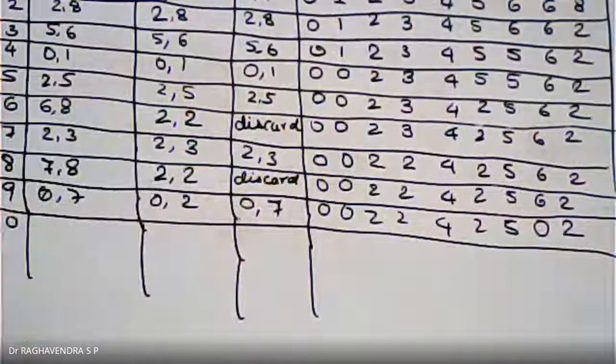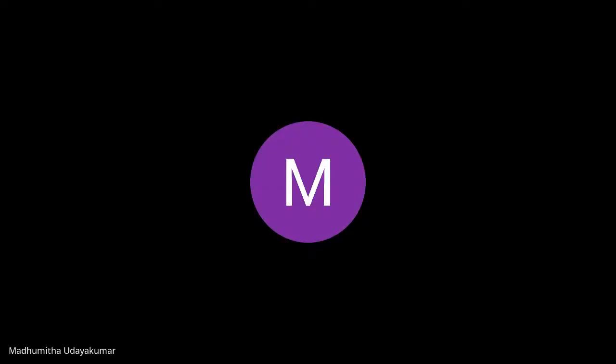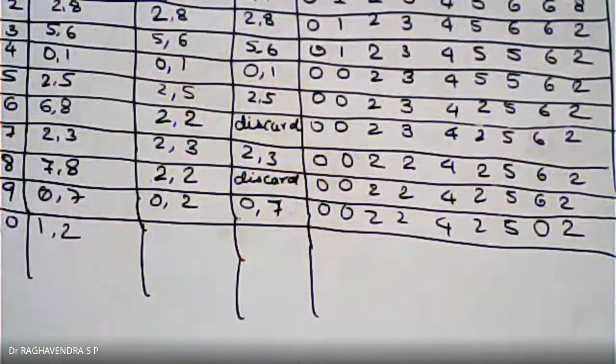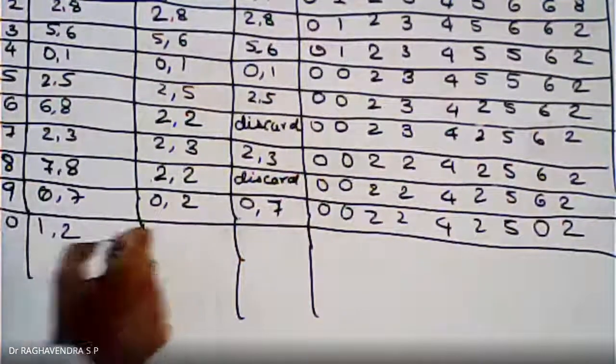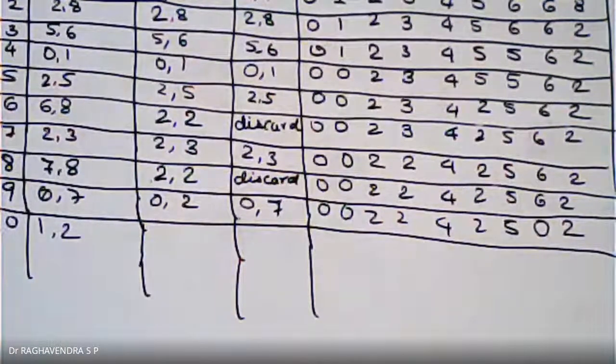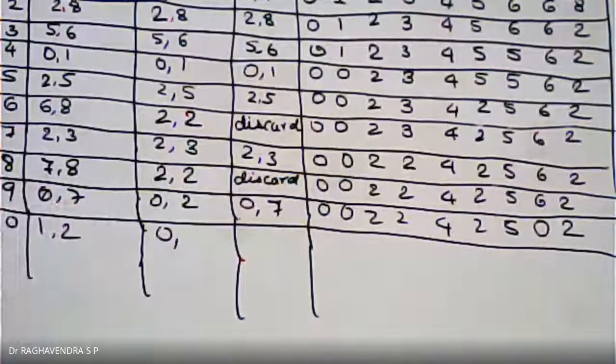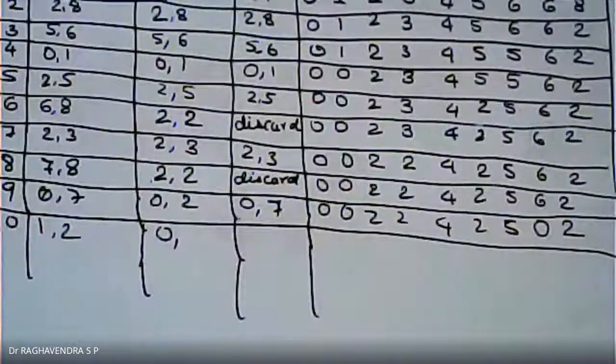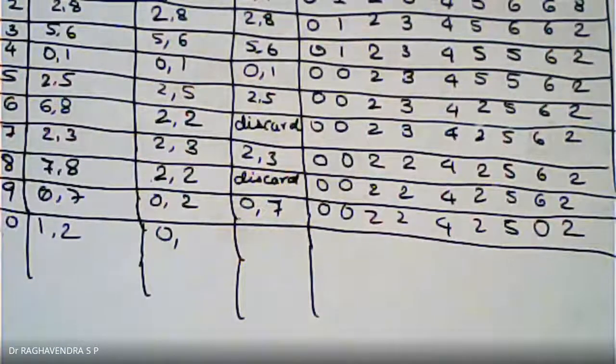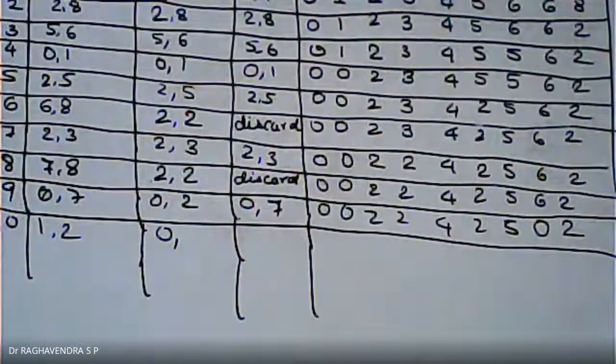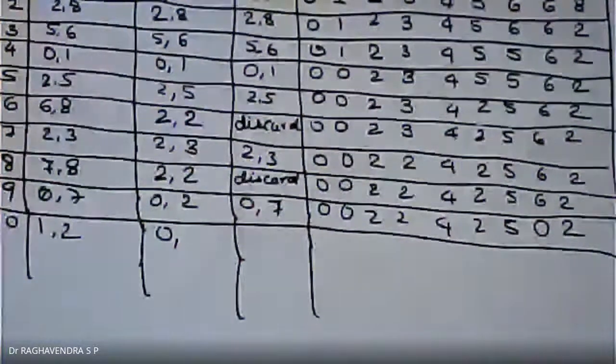Next. 10th step, identify the next edge: 1, 2. Then, what is the root of 1? The root of 0 is 0. What is the root of 2? 2. Root of 2 is 0, 7.